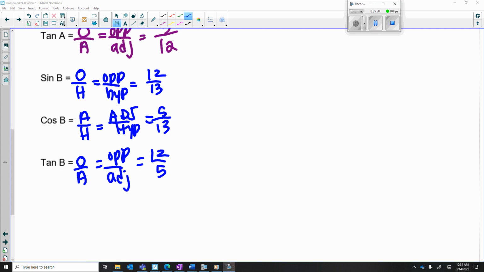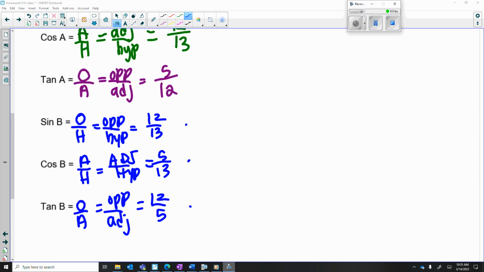I'm hoping if you did this, check your work. Did you get the sine of B was 12 over 13? The cosine of B was 5 over 13. And the tangent of B was 12 over 5. Hopefully you got that right.